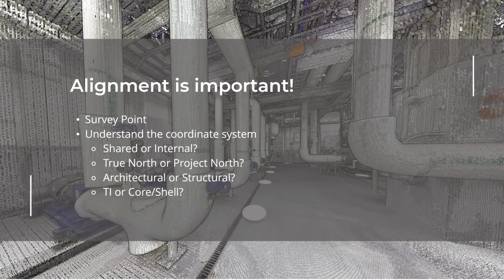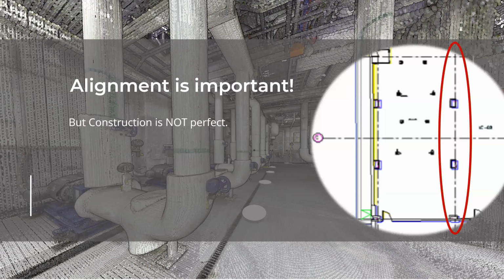Is it aligned by shared coordinates or internal? Does the project use True North or Project North? If this is a TI job, we also need to ask if the TI design is using the same coordinate system as the core shell design, and which model we shall use to acquire the coordinates. Understanding the coordinates and alignment will help to set up the project correctly from the very start and make our life easier for the work downstream.